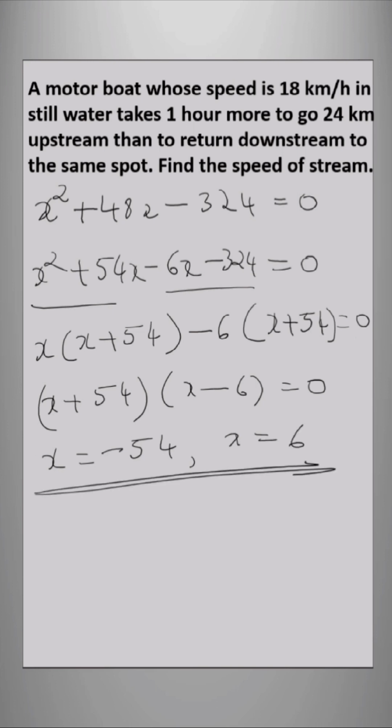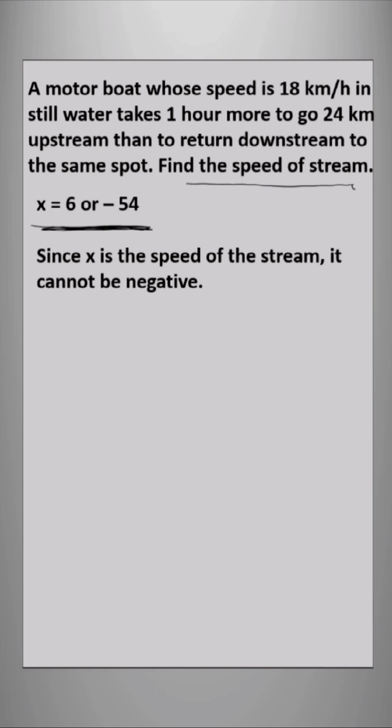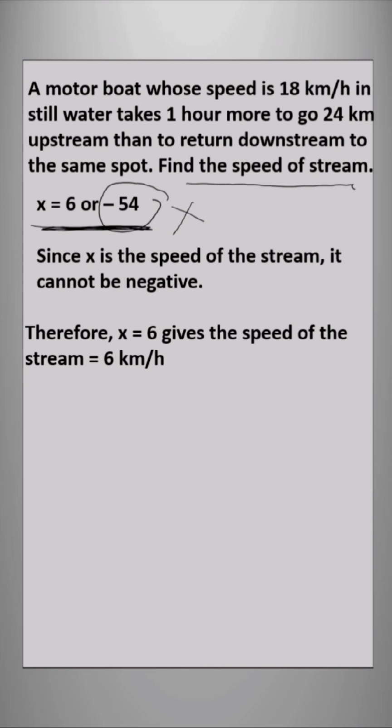We got x is equal to 6 or x is equal to negative 54. Now we have the values of x as 6 or negative 54 as the speed of the stream. But x is the speed of the stream, you know it. It cannot be negative. This value is discarded. So x is equal to 6 gives the speed of the stream. So the speed of the stream x is equal to 6 kilometers per hour.